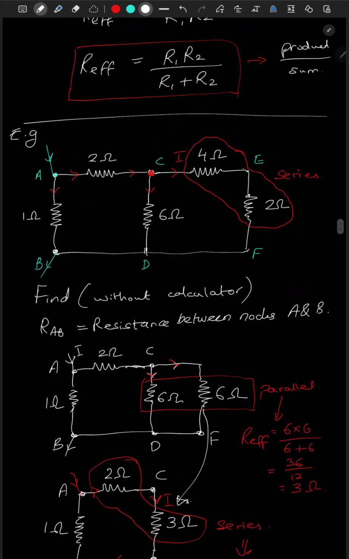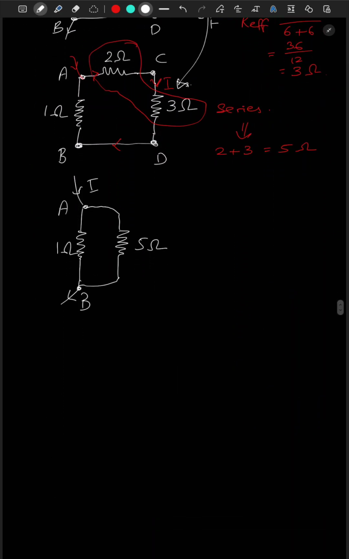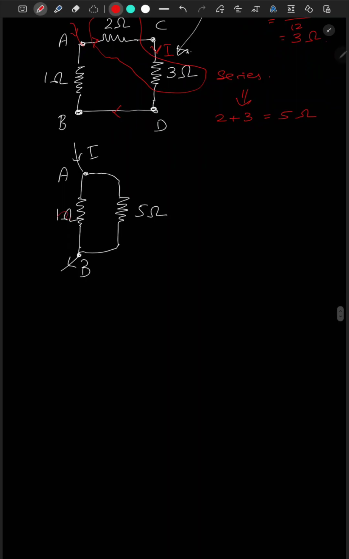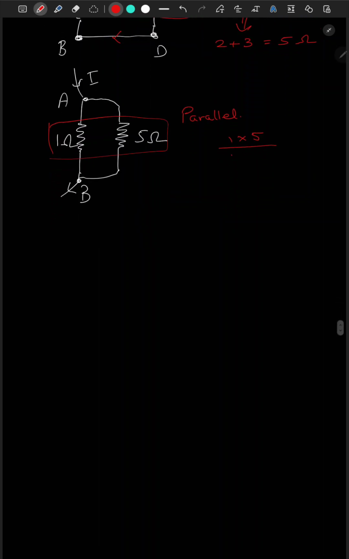Okay, now we have simplified this circuit. These two resistors are now in parallel. Write it parallel, and therefore it is the product divided by the sum, which is RAB. This is 5 over 6 ohm. So the resistance from node A to B is 5 over 6 ohm.